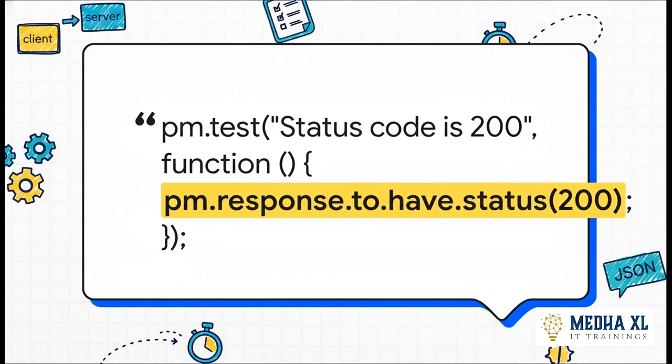And here's the code to do it. It's almost like reading a sentence in English, right? Inside our pm.test function, we just write pm.response.to.have.status(200). We're literally just telling Postman, hey, I expect the response object I just got to have a status code of 200. It's that simple, but it's incredibly powerful.